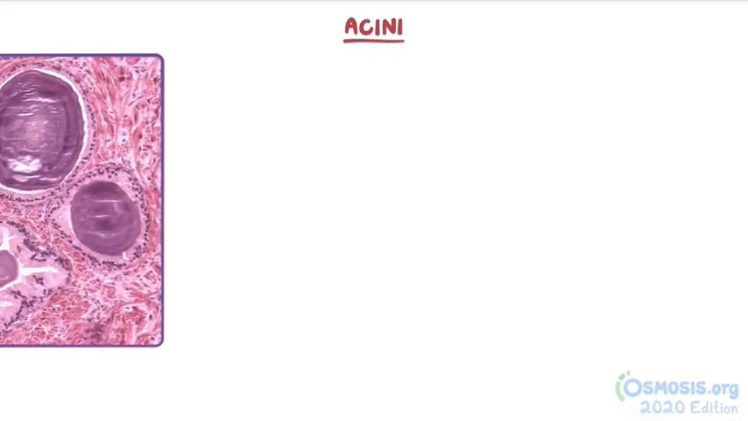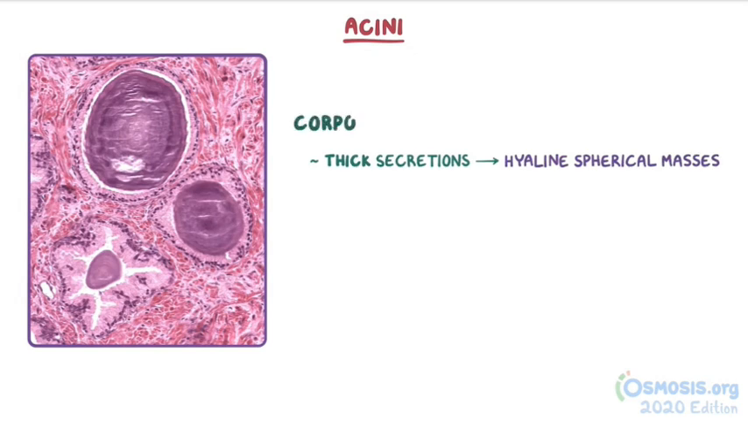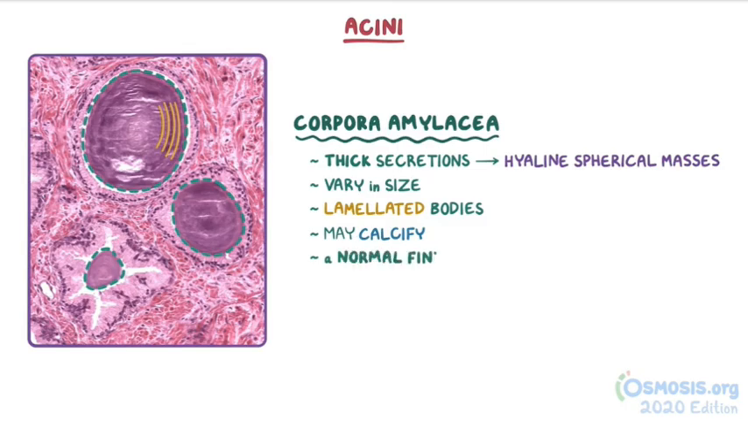With age, the acini have a higher probability of accumulating thick secretions that form hyaline spherical masses or concretions called corpora amylacea, which can be seen in these 3 alveoli. They can vary in size, but typically have layered or lamellated bodies that can be seen under the microscope. Over time, they may become partially calcified as well. The corpora amylacea are normal findings in the prostate and can be seen in normal lung tissue as well.